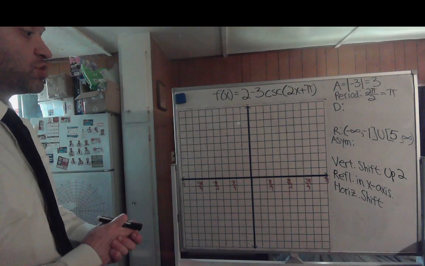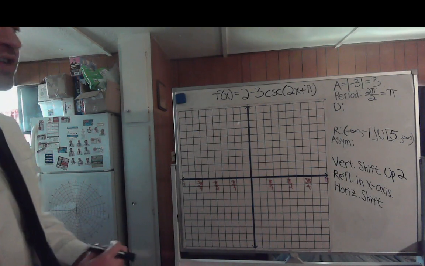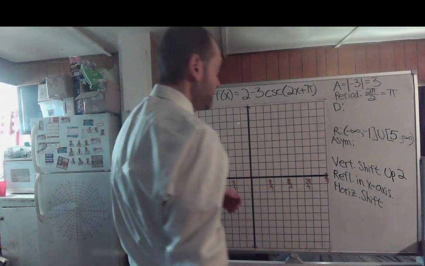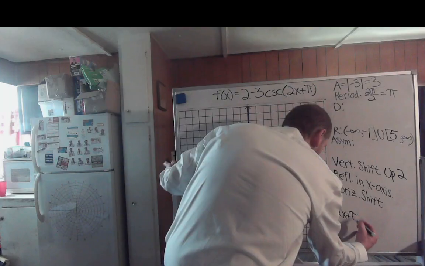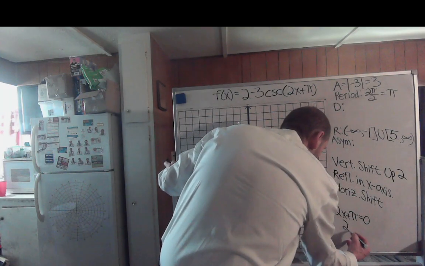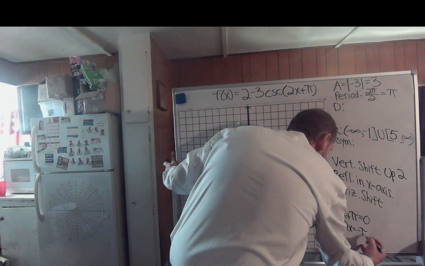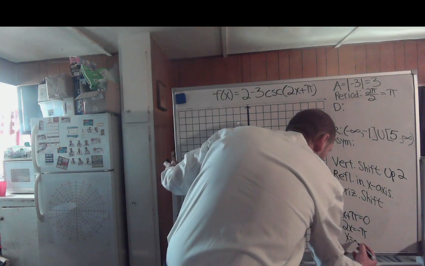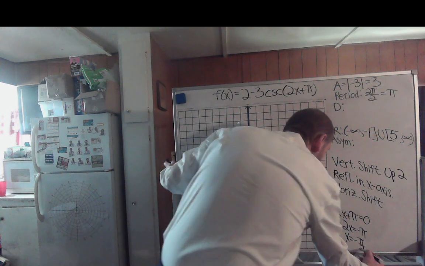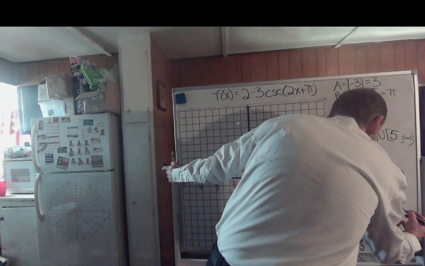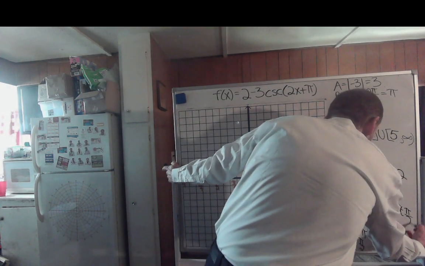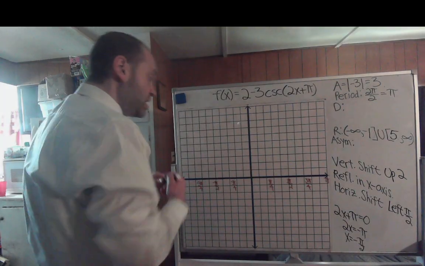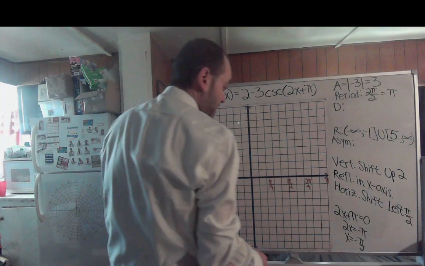Now, let's see what the domain's going to be. Well, first let's figure out our horizontal shift, which will affect that. If you take that 2x plus pi, set that equal to 0, you would get that 2x equals negative pi, which would give you x equals negative pi over 2. So that means you have a horizontal shift left pi over 2 units.